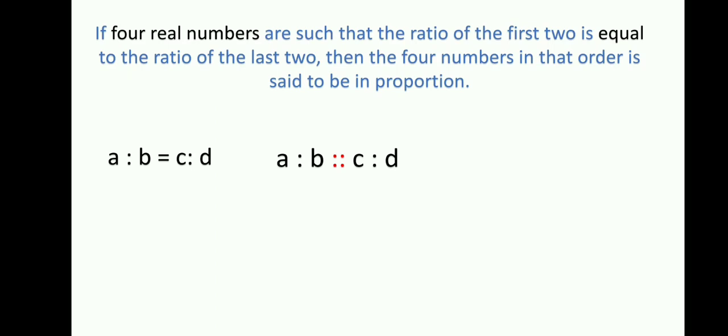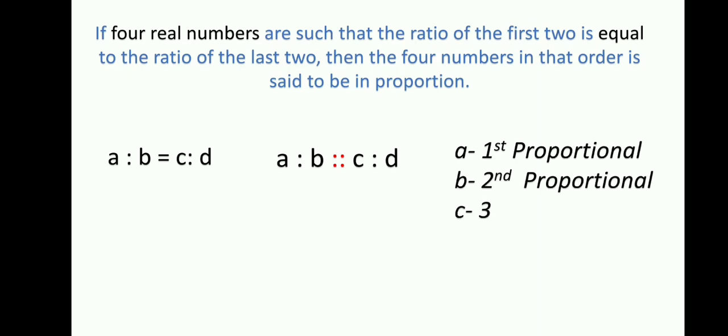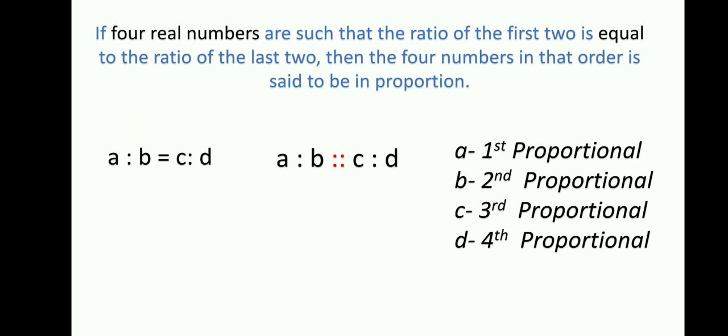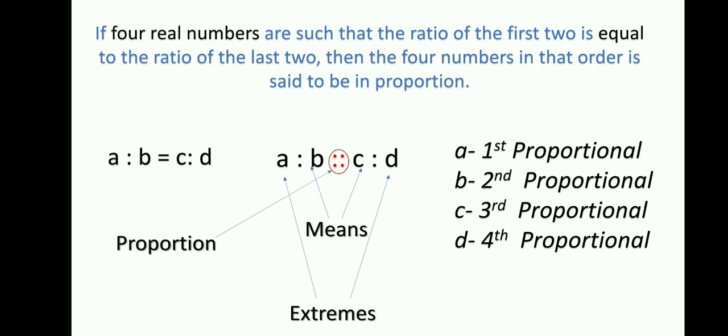Now there are different names for each of these terms. A is called the first proportional, b is called the second proportional, c is called the third proportional, and d is called the fourth proportional. Also, since a and d lie on the extremes, they are called extremes, and since b and c lie in the middle, they are called means. And the symbol that you see, like I told you, is the symbol for proportion.